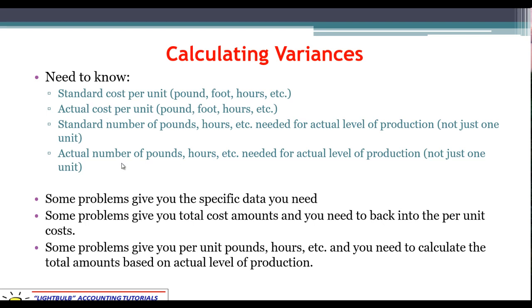Now this bottom one's not so bad because it's the actual number of those items used for this actual level of production. They're generally going to give you that. They're going to give you that full-blown number. But they may indeed tell you that we actually use 2.2 pounds of something per unit. Just multiply it by the actual level of production.